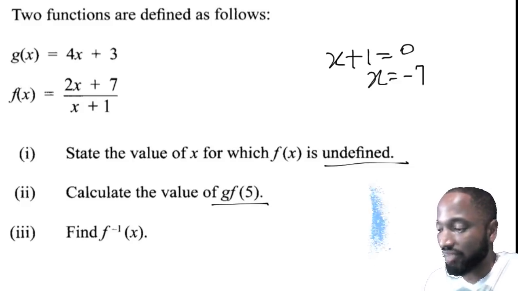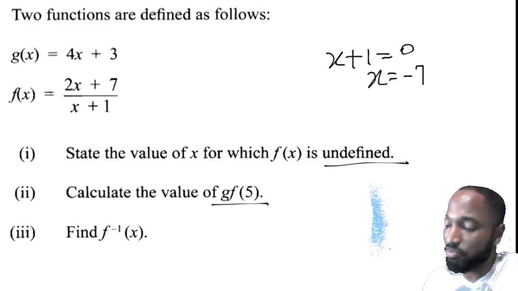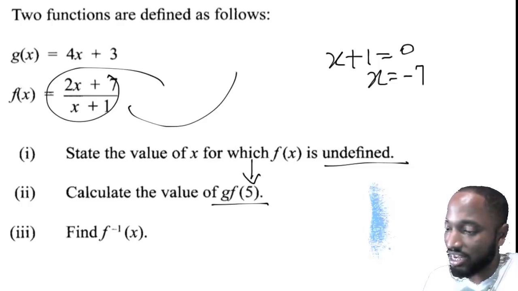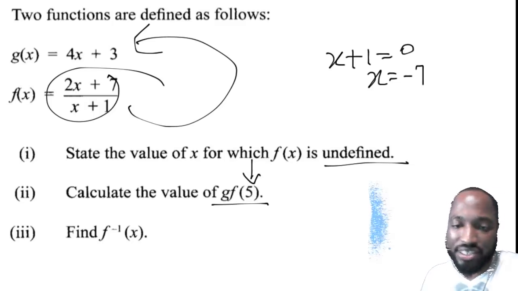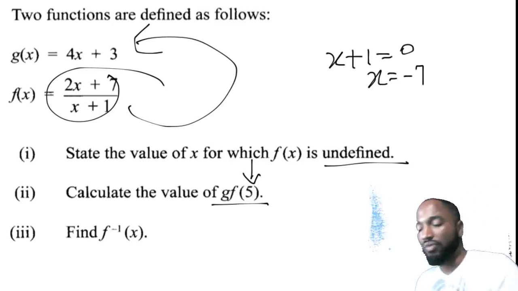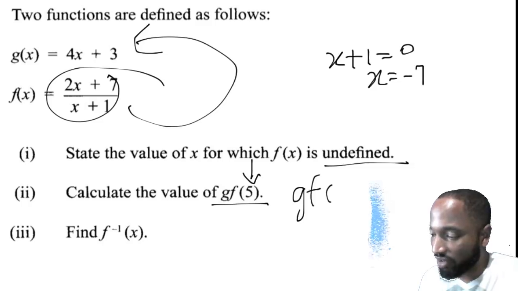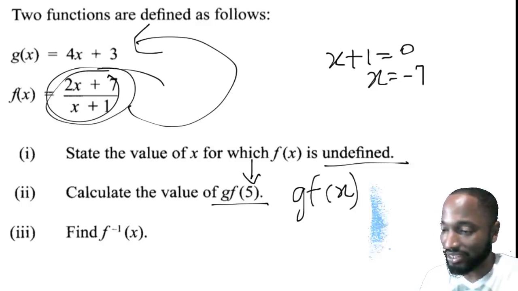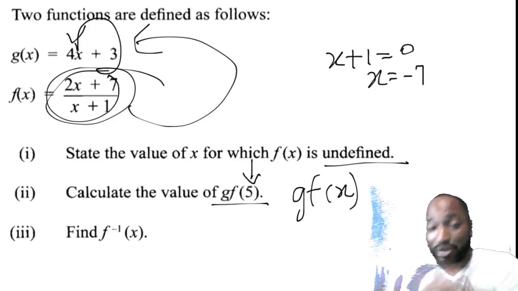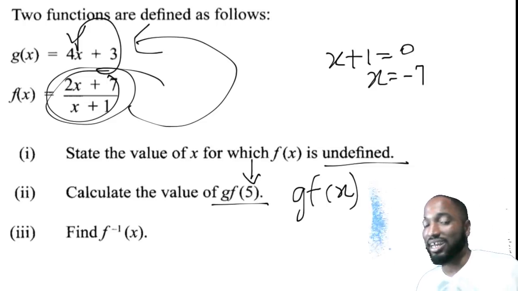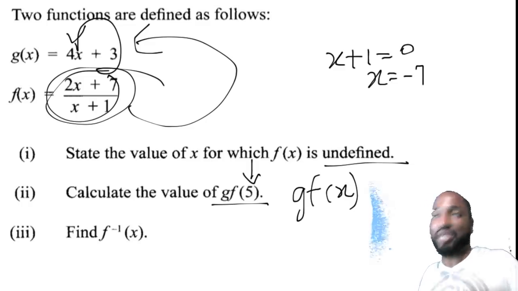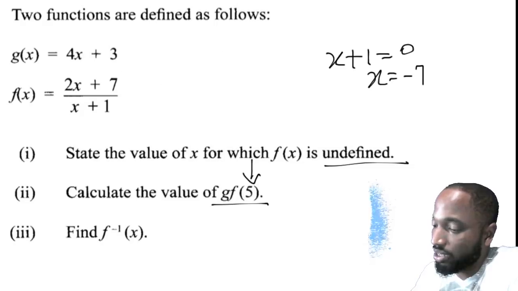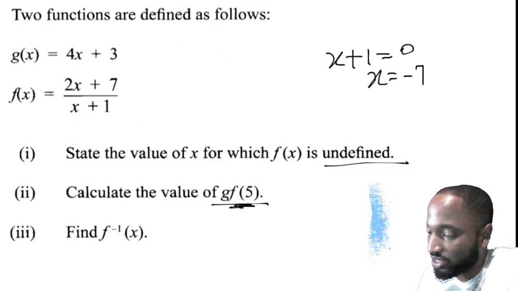Calculate the value of gf of 5. Now, when they give you the number already, you can plug the 5 into this, get an answer, and then plug it into that. That's probably the easier thing to do. If they didn't give you a number, if they gave you gf of x, then you need to take the whole of f of x and put it inside here, and then simplify. But since they give you gf of 5, the best thing to do is find f of 5, because f is closest to the 5, right?